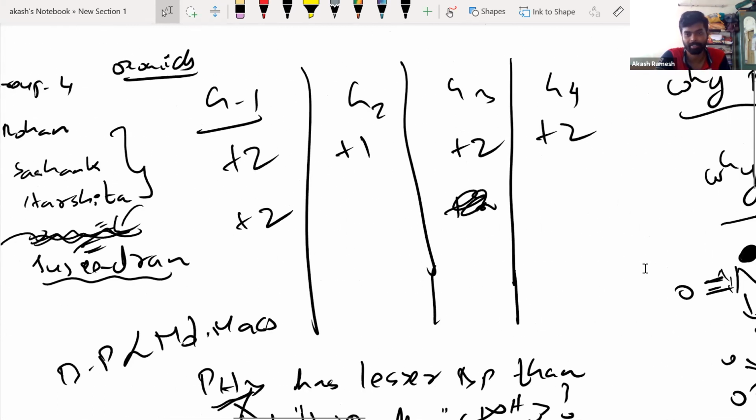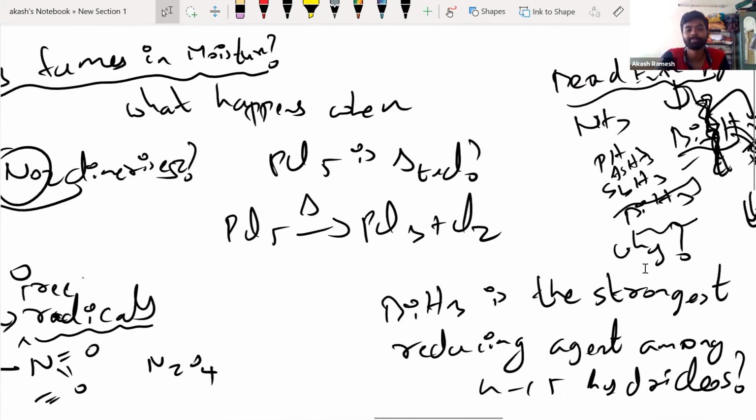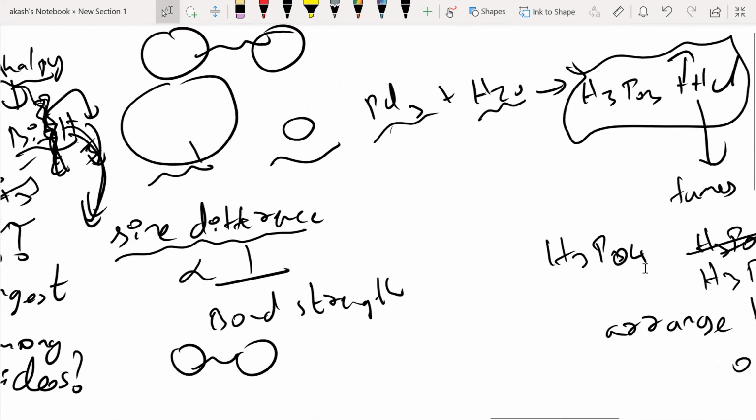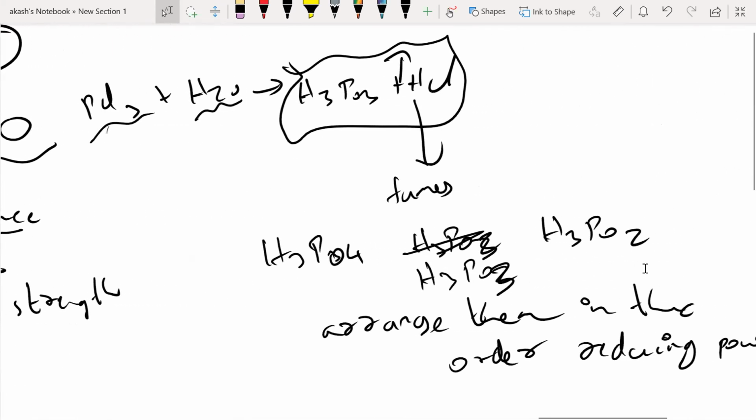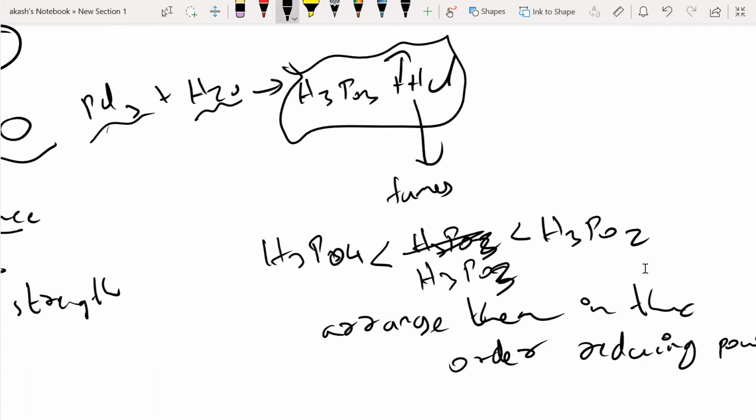Sir, you said H3PO4 is the least, then H3PO3, and then H3PO2. Maximum. Okay, the answer is right. This is the order of reducing power. Why? Because of the oxidation state, it decreases. Oxidation state can be a reason, but the perfect reason is something else.